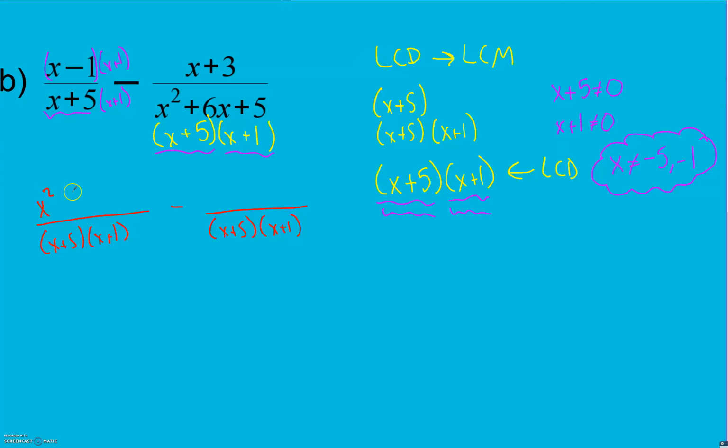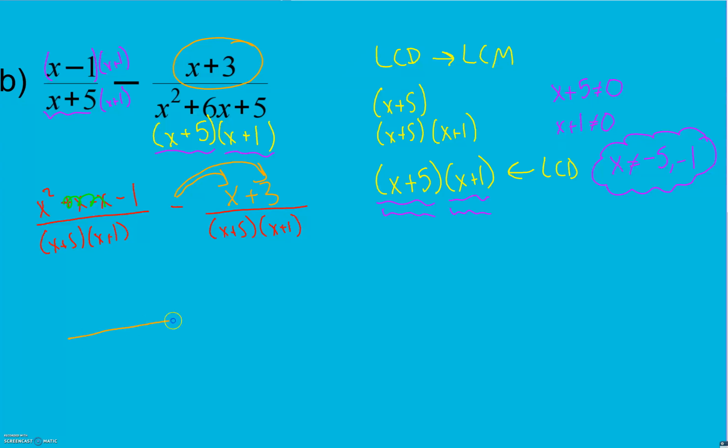X squared plus x minus 1, which plus x minus x is 0. I have x squared minus 1. I'm also going to bring over my x plus 3 from right here. Now we have to remember to subtract both of those pieces.